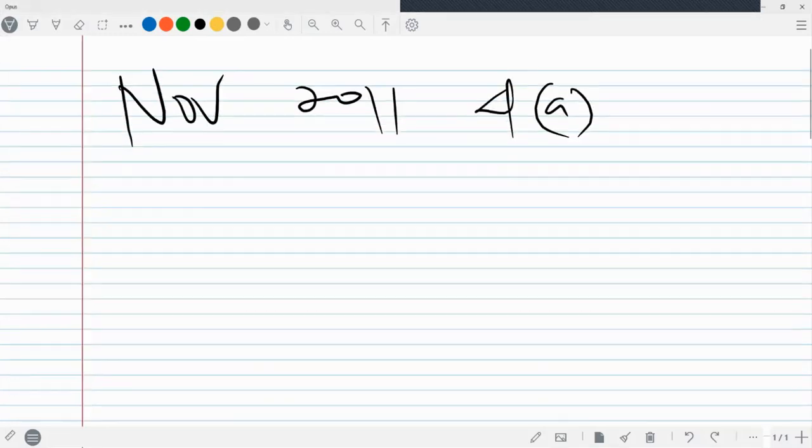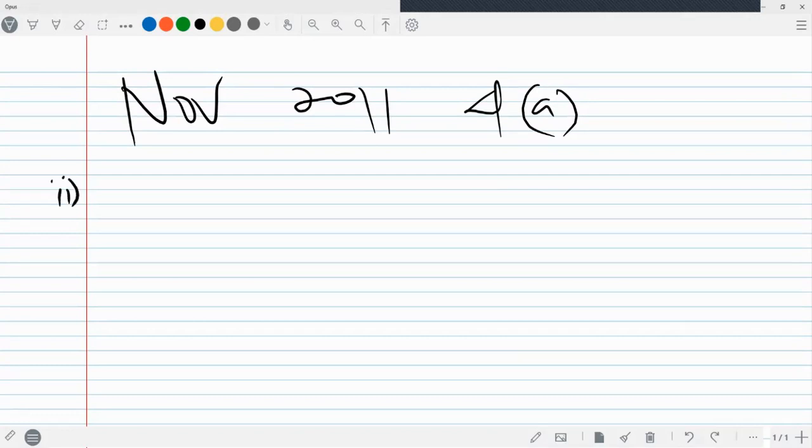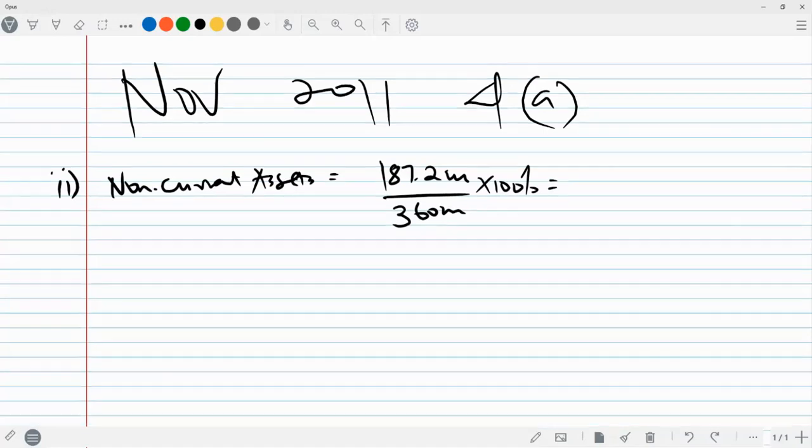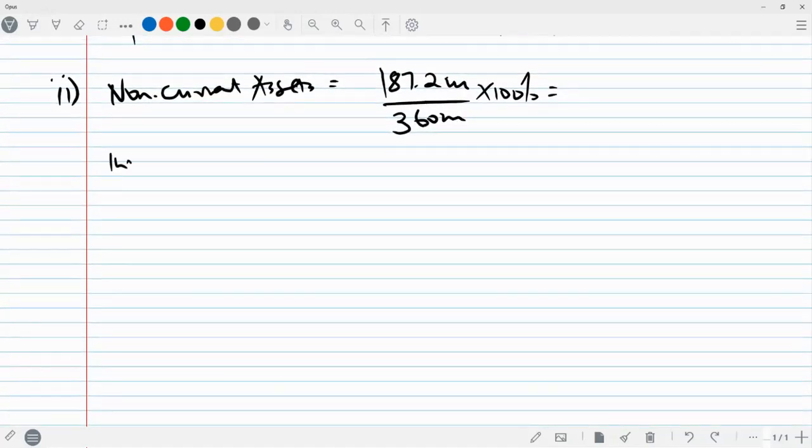Step 2, determine the percent of sales for each of those accounts. Let's begin with the non-current assets. The percent of sales will be equal to the amount for that year divided by the sales for that year. In 2011, the non-current assets were 87.2 million. We divide by the sales for that time, which was 360 million, and we get the percent of sales. Then we do the same for inventory. It will be the amount the company invested in inventory, 57.6 million, divided by sales, 360 million, and we express it as a percent.